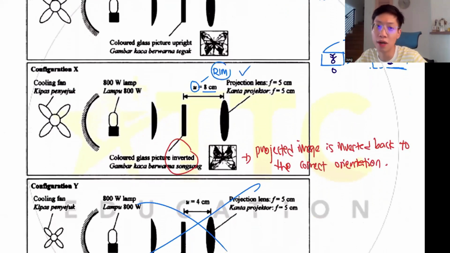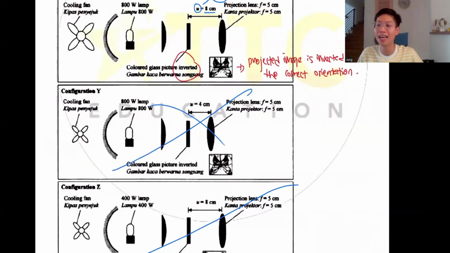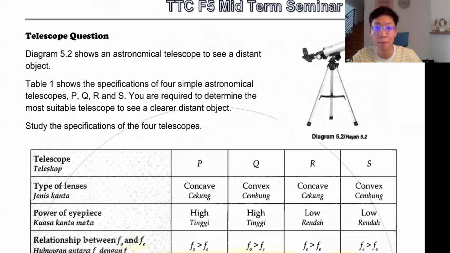Okay, now once you are done with this thing, then at least you know how to see all this stuff. Okay, can? Now, one tiny part. Can we just look at page 16? I'll show you a very fast way on how to decide which is the better telescope. Okay, can?